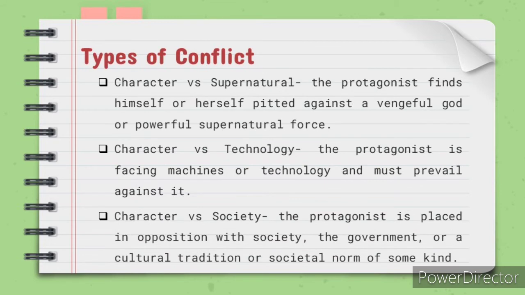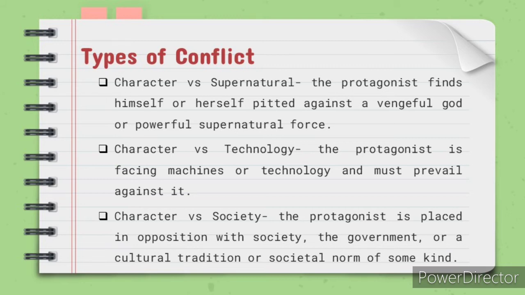Character versus supernatural. A conflict that occurs when the protagonist finds him or herself pitted against a vengeful god or powerful supernatural force. Character versus technology. This is when a protagonist is facing machines or technology, such as mechanical failure or robots, and must prevail against it.